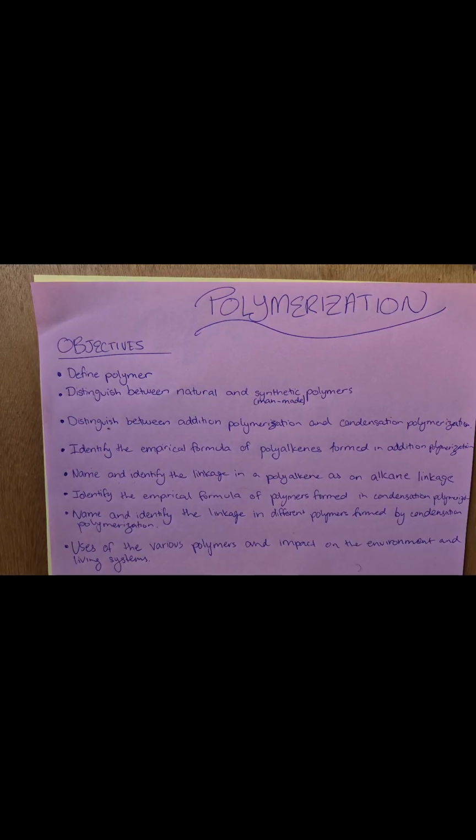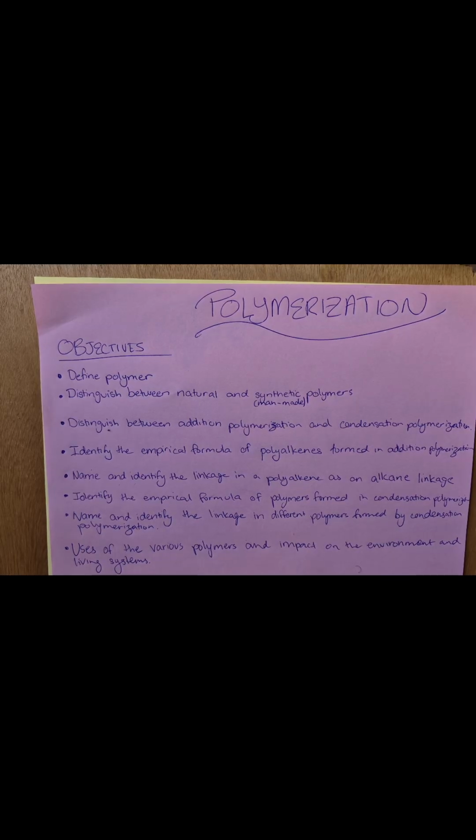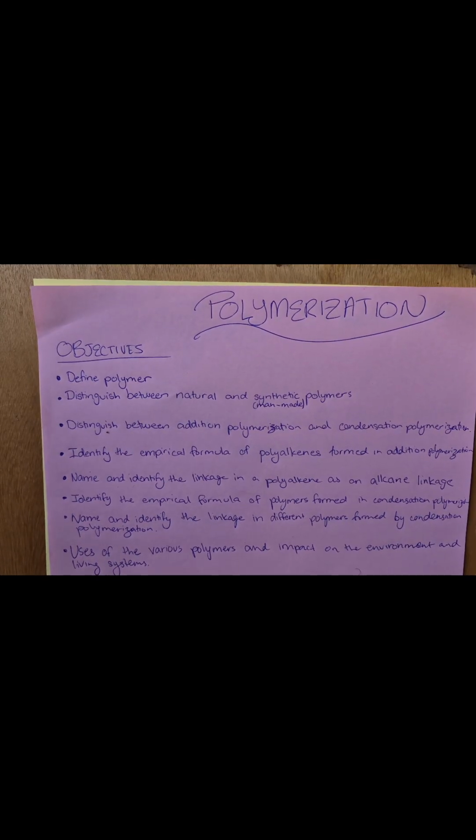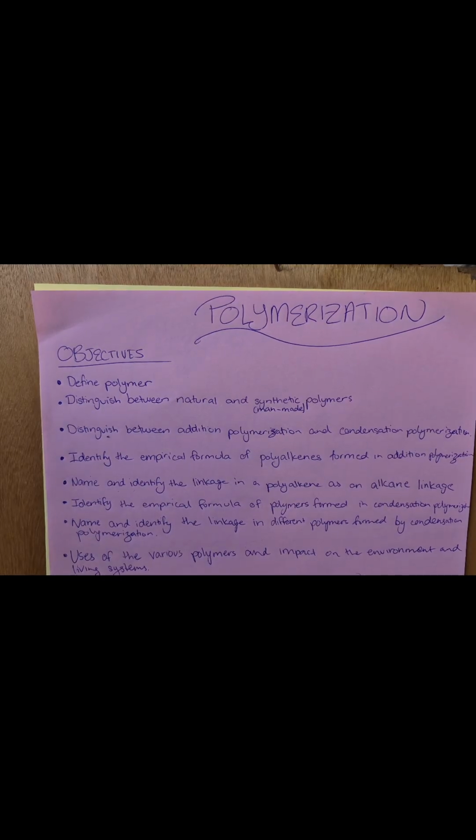You'll also name and identify the different linkages in the different polymers. For instance, you'll learn how to name and identify the linkage in a polyalkene, which is going to be an alkane linkage. And you'll name and identify the linkages in all the rest of the polymers that are formed by condensation polymerization as well. Finally, by the end of this video, you should know some uses of the different polymers and how they impact the environment and living systems, meaning humans, animals, plants.